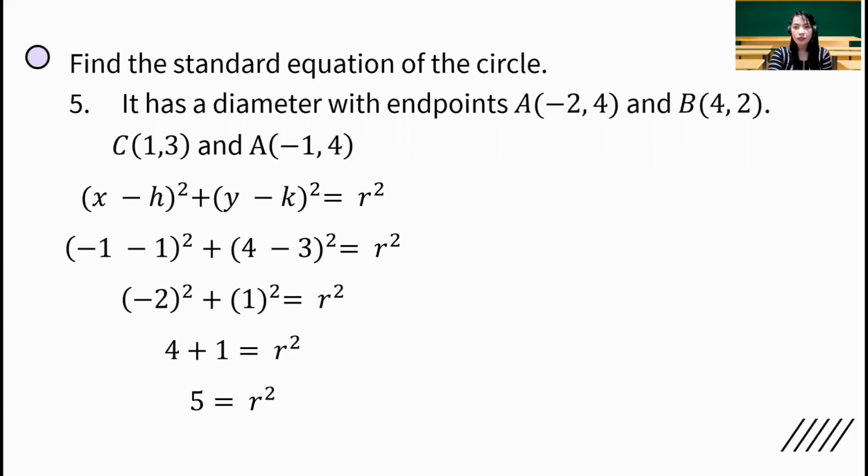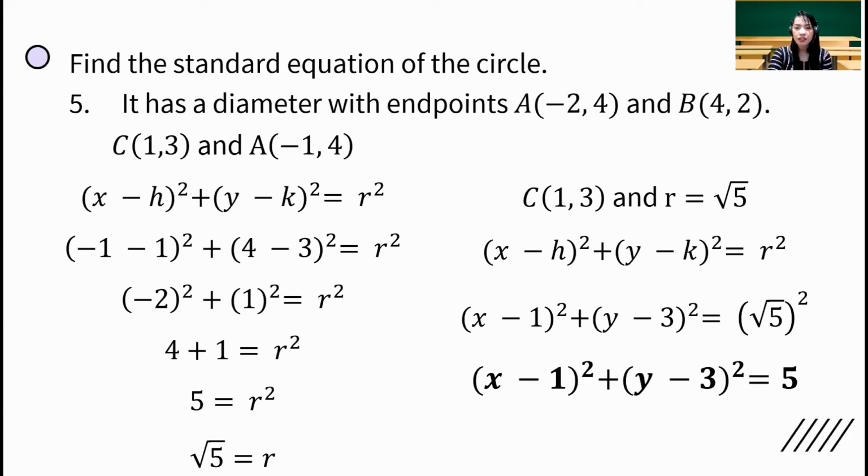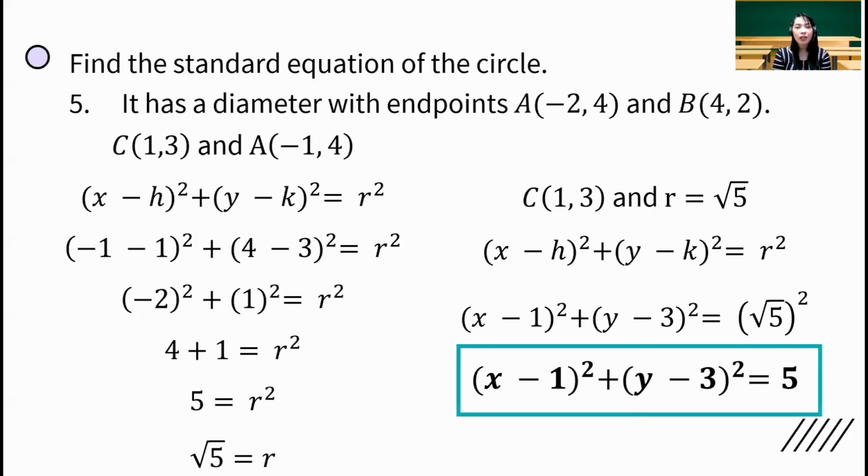For you to simplify and to get the radius, your r is square root of 5. Since we now have the center, which is at (1, 3), and the radius, which is equal to square root of 5, use the standard equation of the circle and substitute the values of h, k, and r. The quantity x minus 1 squared plus the quantity y minus 3 squared equals the square root of 5 raised to 2. Simplify. The quantity x minus 1 squared plus the quantity y minus 3 squared equals 5. Now, that's the standard equation of the circle.